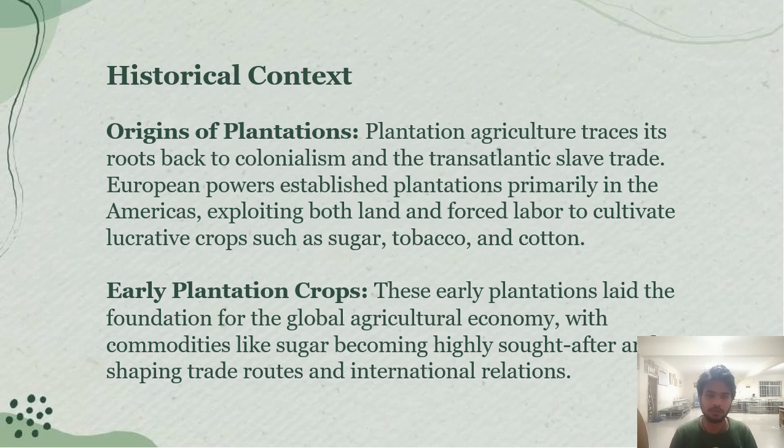Historical context of plantation. Origins of plantations. Plantation agriculture traces its roots back to colonization and the transatlantic slave trade. European powers established plantations primarily in the Americas, exploiting both land and forced labor to cultivate lucrative crops such as sugar, tobacco, and cotton.